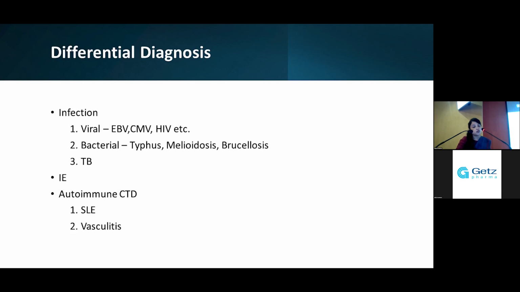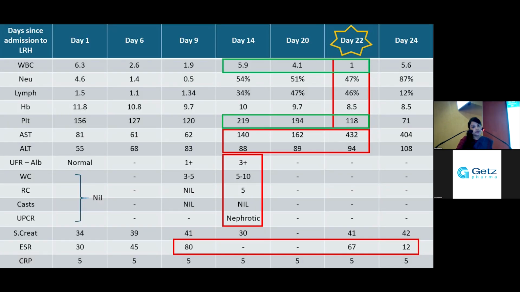So keeping these clinical findings in mind, moving on to the differential diagnosis, the pediatric team has thought of whether this is an infection, like viral infections like EBV, CMV, HIV, and others, and the bacterial infections like typhus, melioidosis, or brucellosis, as well as tuberculosis, and whether this is an infective endocarditis or autoimmune connective tissue disease like SLE or vasculitis. So keeping these differentials in mind, let's move on to the investigations.